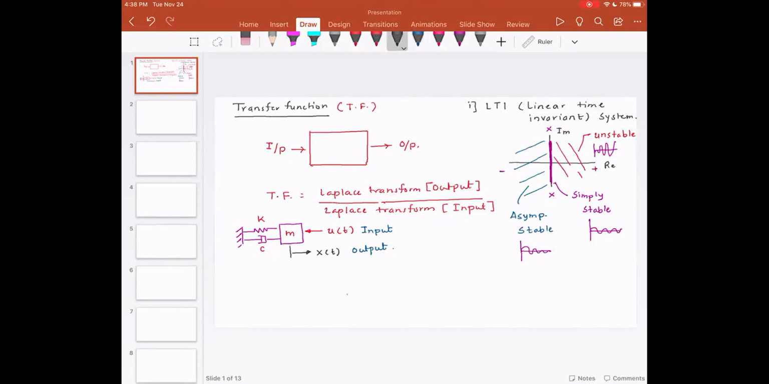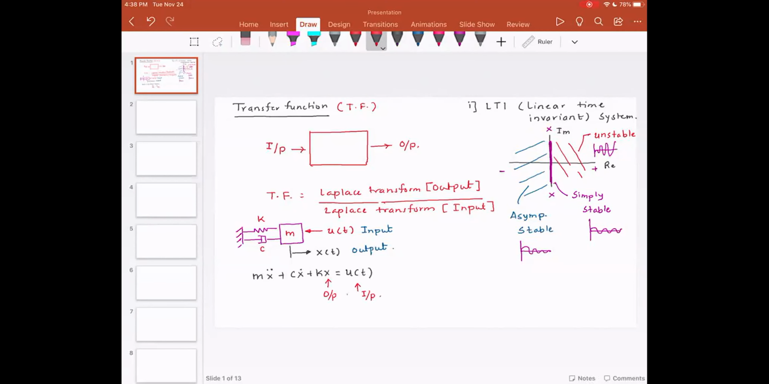If you recollect, the differential equation of motion is mx double dot plus cx dot plus kx is equal to u of t. This is the differential equation of motion in the time domain. Once again, let's identify the input and the output. So this is output and this is input.